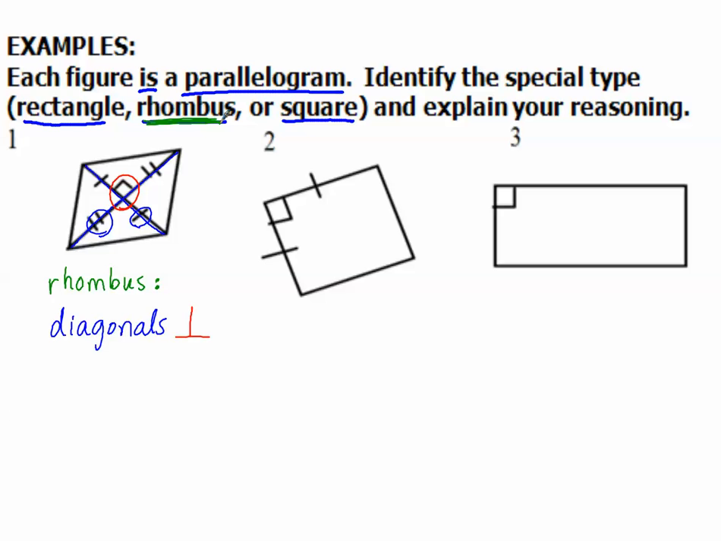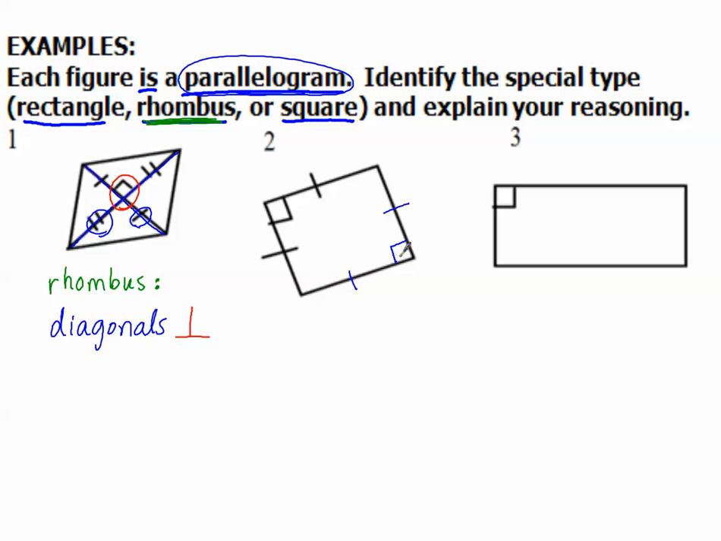Let's take a look at the next one. Now here you might see, oh, only two sides are congruent. However, remember we were told that these are all parallelograms. Parallelograms have opposite sides congruent. So if this has one slash, the opposite side should have one slash. If this has one slash, the opposite side should have one slash. Similarly, if this is a right angle, across from it should be the same size angle, right? Opposite angles are congruent in a parallelogram.